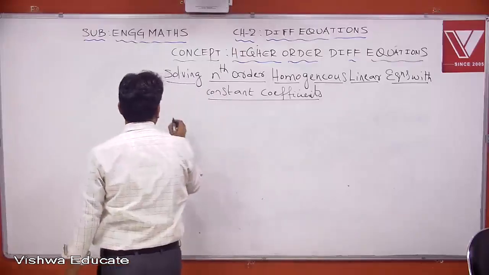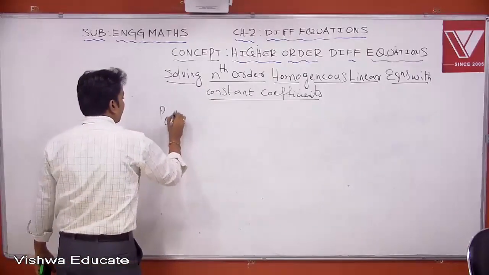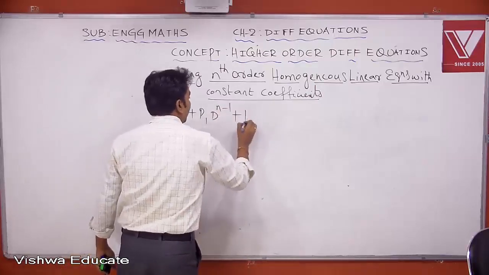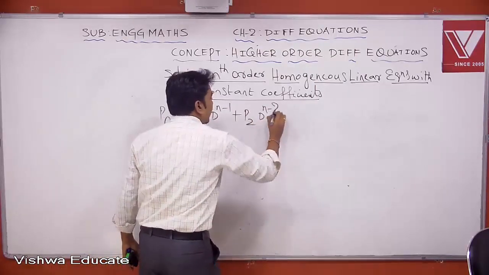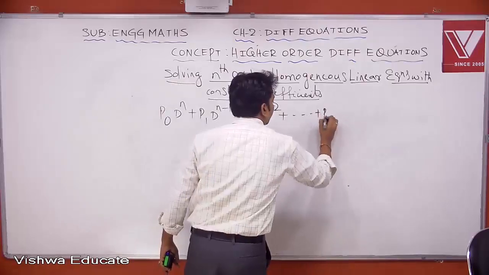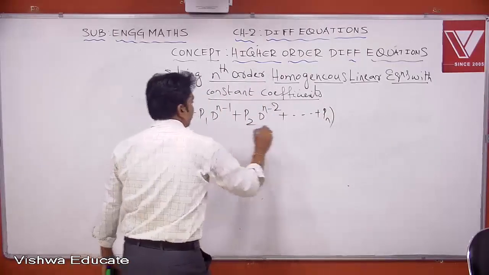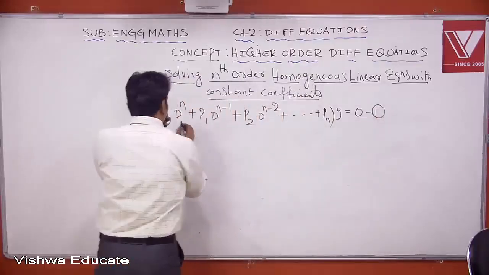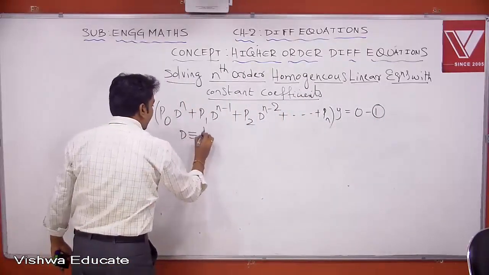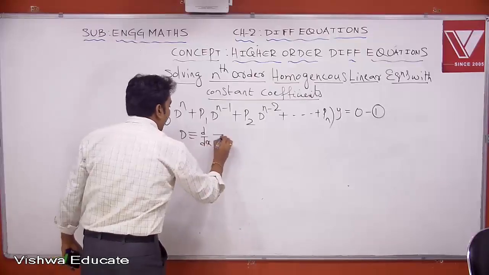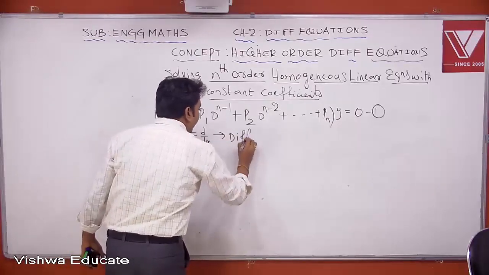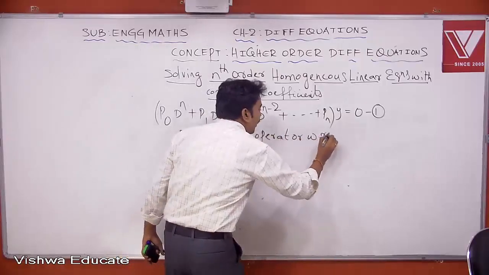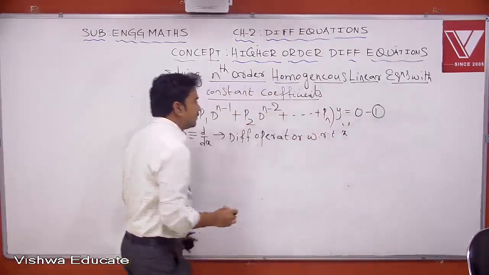Suppose the equation is like this. P naught into D power n plus P1 into D power n minus 1 plus P2 into D power n minus 2 plus and so on plus Pn of y equal to 0. Here I call this equation as 1. So let me explain what is this D. This D is nothing but d by dx, and this is called differential operator with respect to the variable x.